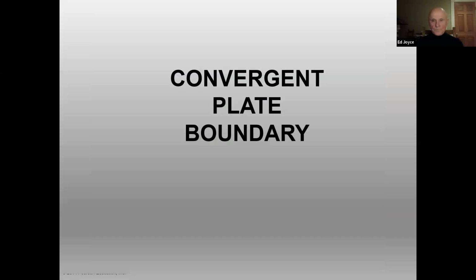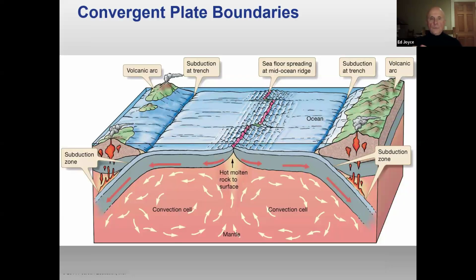Convergent plate margins. This cartoon just shows the general mechanics of a convergent plate margin, and I'll go into some more detail in a second. But what we're seeing in the bottom of the slide are the convection cells, those heat-generated convection cells that we've been talking about. We have hot molten material coming to the surface. And if we look to the right, the convection cell is dragging oceanic crust to the right. It's cooling, and then it's banging into continental crust that's sitting higher, and the oceanic crust is being subducted.